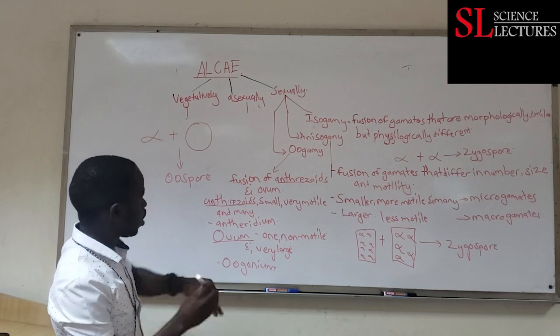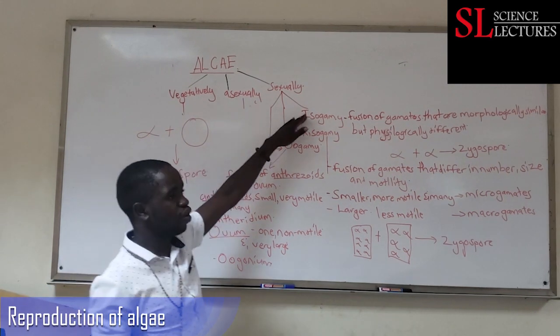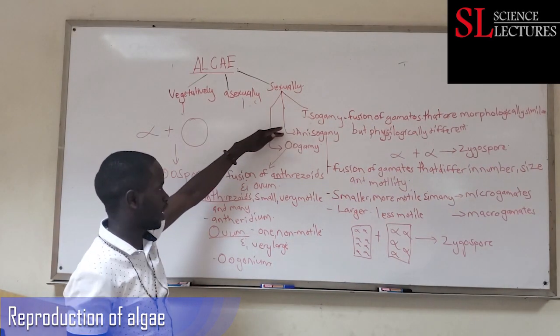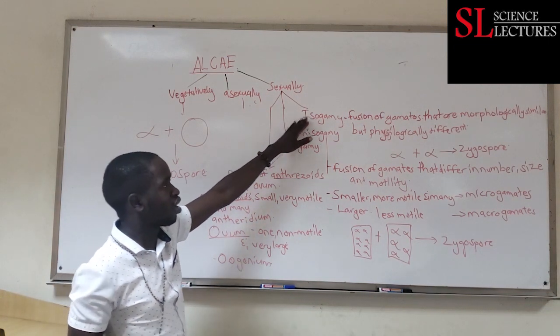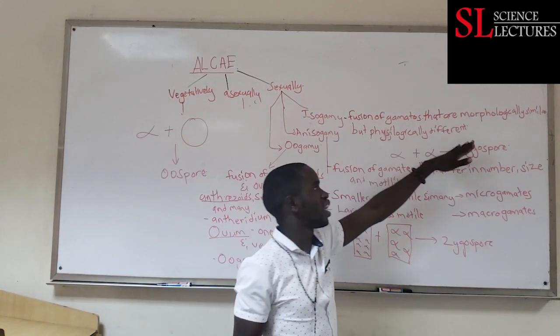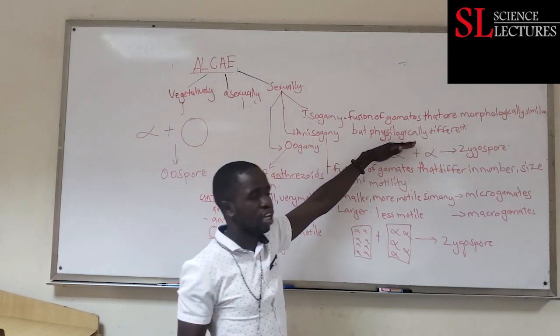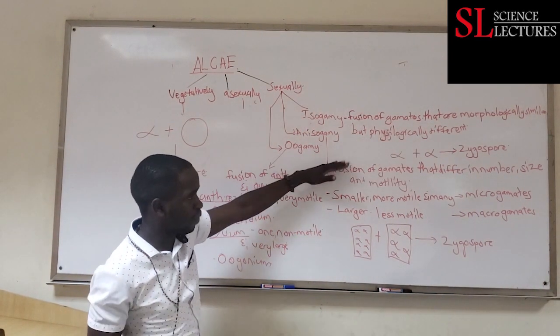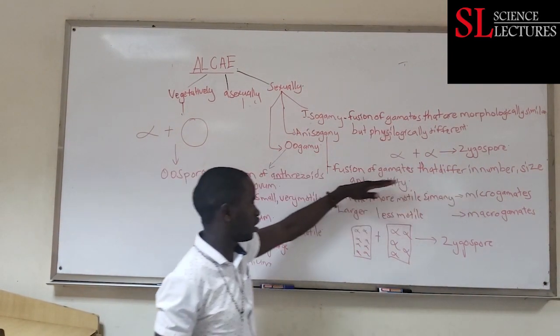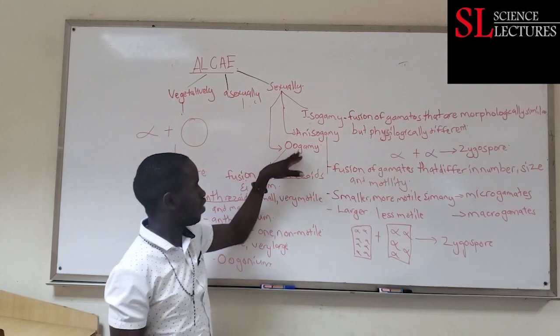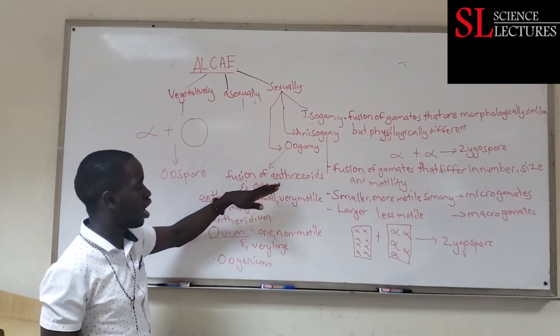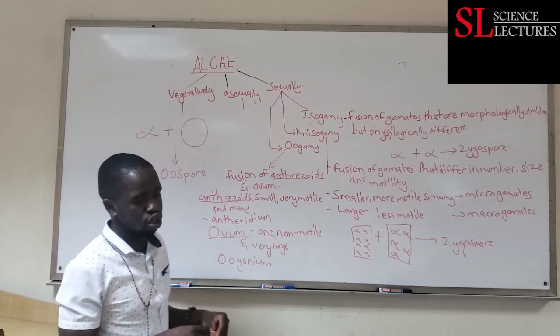Just to recap, algae has three forms of sexual reproduction: isogamy, anisogamy, and oogamy. Here we have fusion of gametes that are morphologically similar but physiologically different. Here we have fusion of gametes that differ in number, size, and motility. Here we have fusion of both the antherozoids and the ovum to form an oospore.